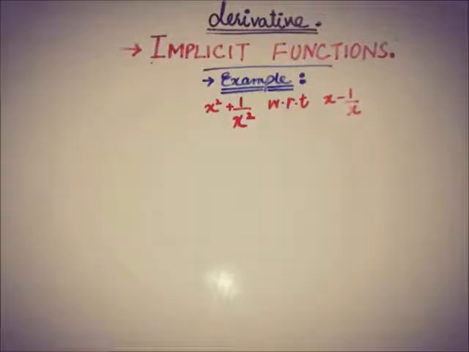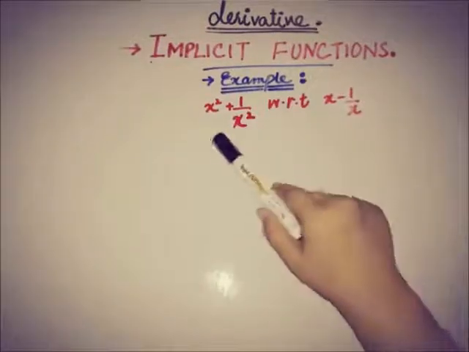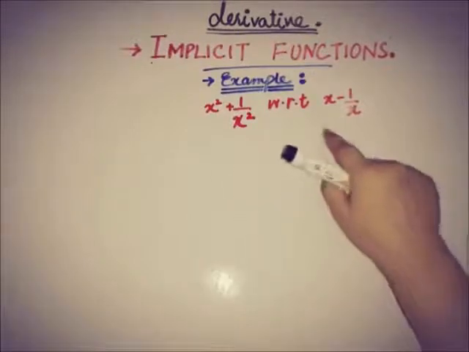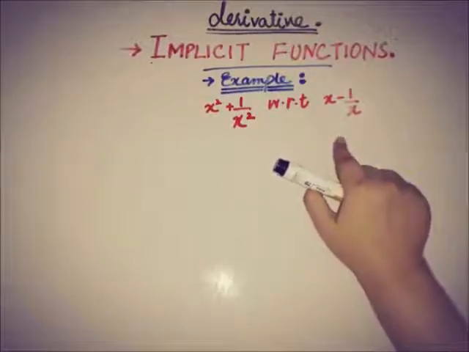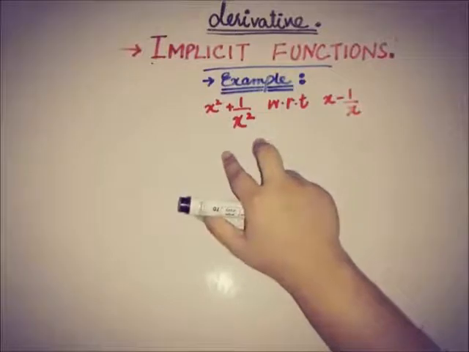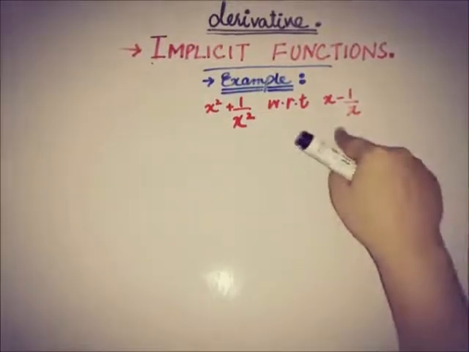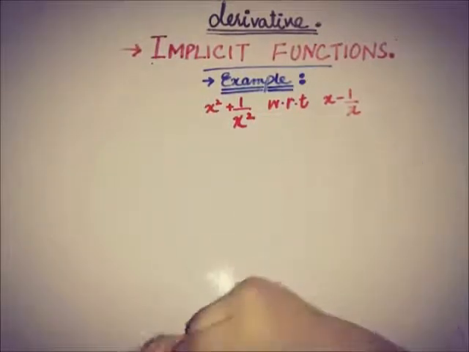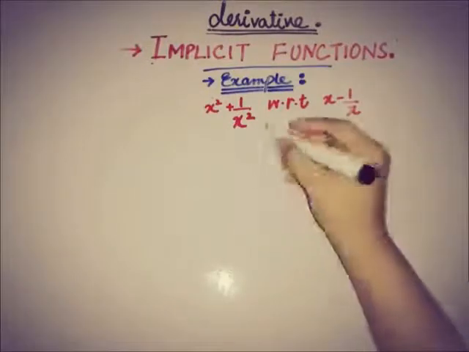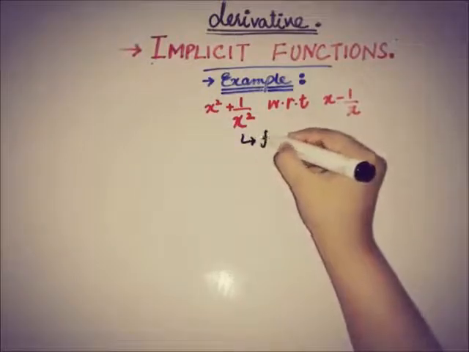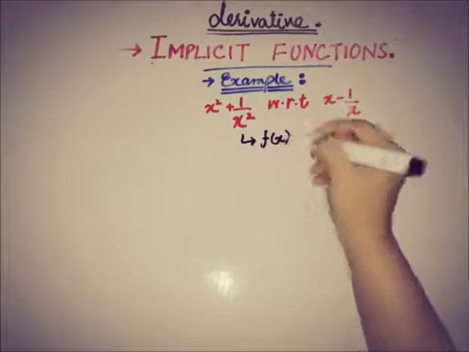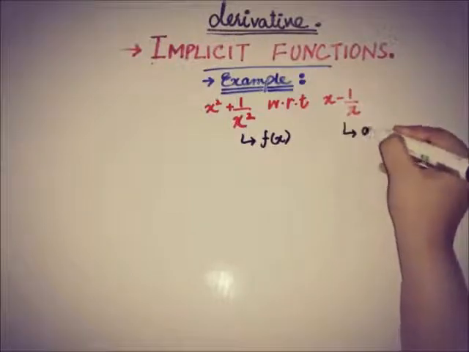Moving to another example, x square plus 1 by x square and x minus 1 by x square. The situation is that we have to find the derivative of this function with respect to the other function. For example, x square plus 1 by x square is f of x, as it depends on x, and the other is g of x.